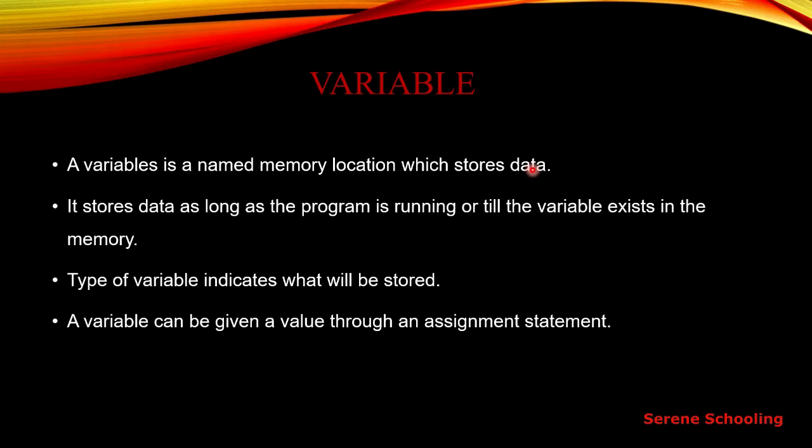In a variable, data is stored as long as your program keeps running. As soon as your program terminates, all variables are also destroyed, so data is also destroyed. That's also a key thing to note. A variable is a temporary memory since it is stored onto the RAM.